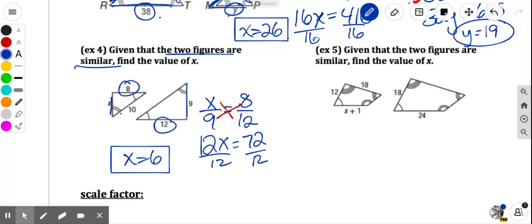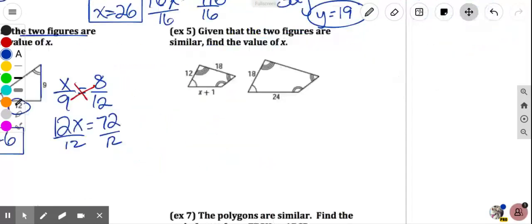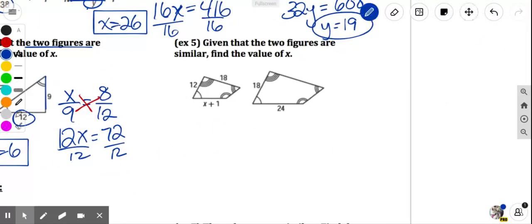Okay, so there's another one. Here's one more. Sometimes you have expressions as a side, so you still just do it the same way. So I'm going to start off with my x plus 1. X plus 1 corresponds to 24. And then I need another pair of sides. How about 12 and 18? So I went small to big, so now I have to go small to big.